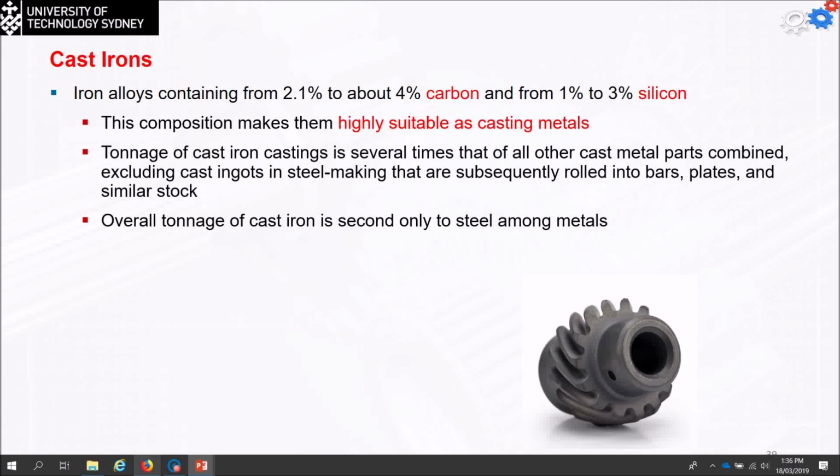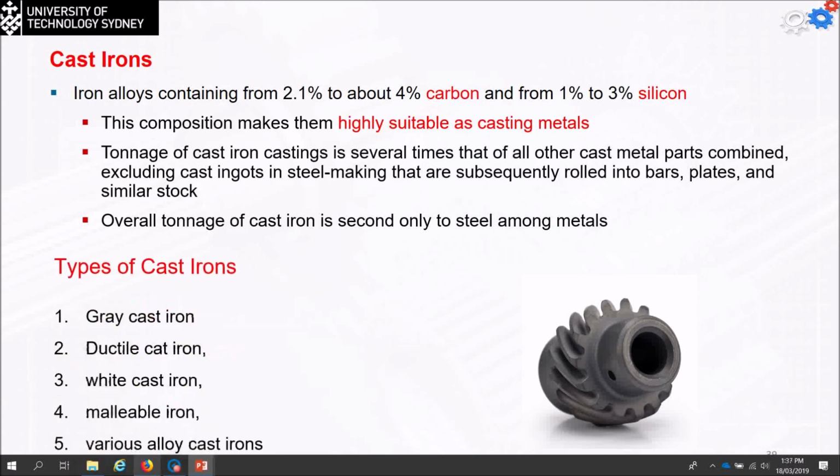The types of cast iron we can have are the gray cast iron, the ductile cast iron, the white cast iron, the malleable cast iron, and other various alloys of the cast irons. When you start the engine block assignment, right? In the engine block assignment, you have to choose what material you're going to use for the engine block to cast with. So actually we're talking about the gray cast iron, and you have to specify why you are going to choose this material.